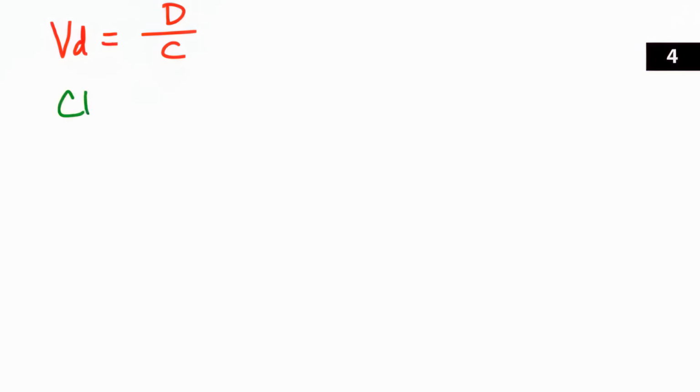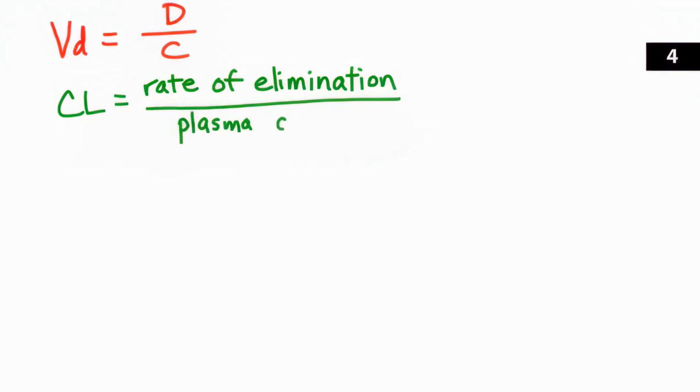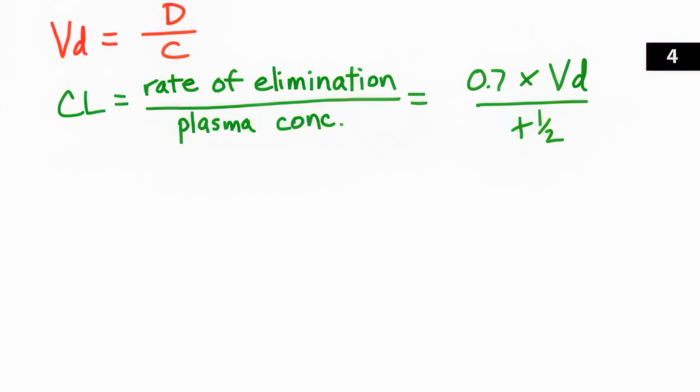The second equation deals with clearance. Clearance is the rate of elimination of a drug divided by the plasma drug concentration. Clearance is also equal to 0.7 times the volume of distribution divided by the half-life of the drug. And that's the equation you should probably memorize. Another way you can remember that is that clearance is K times the volume of distribution. So K is the elimination constant, and these 2 equations together tell us that K is 0.7 divided by the half-life. So clearance is equal to the elimination constant times the volume of distribution, where the elimination constant is 0.7 divided by the half-life.